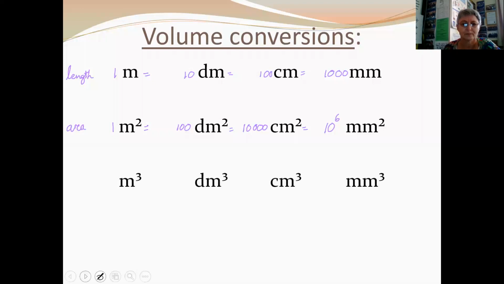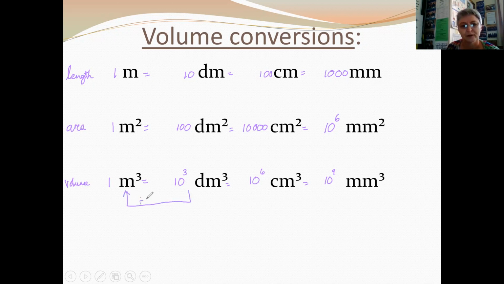So volume is measured in a cubic meter, cubic decimeter, cubic centimeters, and cubic millimeters. So 1 cubic meter would be equal to 1,000 cubic decimeters, which will be equal to 1,000,000 cubic centimeters and 1,000 million cubic millimeters.